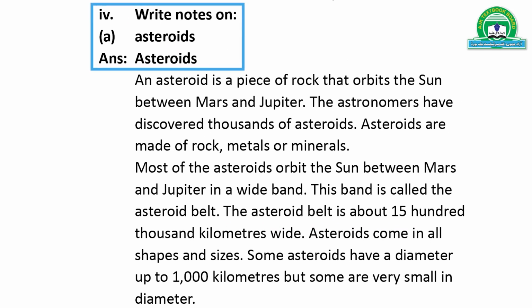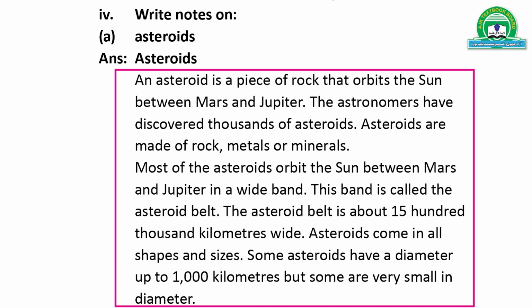Write a note on asteroids. An asteroid is a piece of rock that orbits the sun between Mars and Jupiter. The astronomers have discovered thousands of asteroids. Asteroids are made of rock, metals or minerals. Most of the asteroids orbit the sun between Mars and Jupiter. This band is called the asteroid belt. The asteroid belt is about 1,500,000 kilometers wide. Asteroids come in all shapes and sizes.